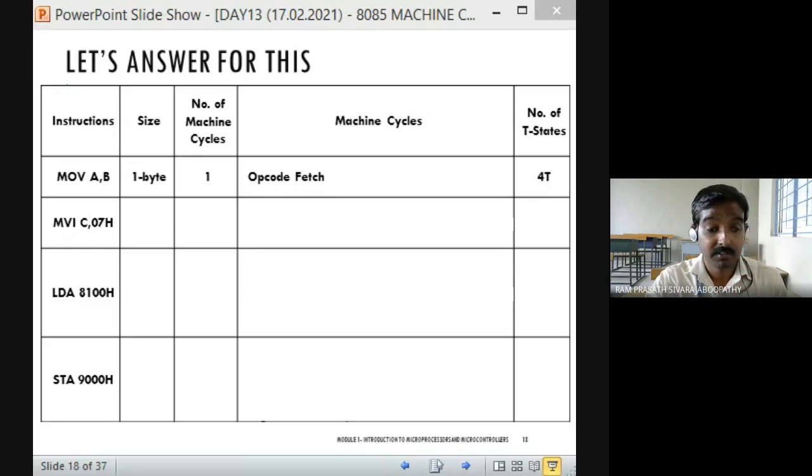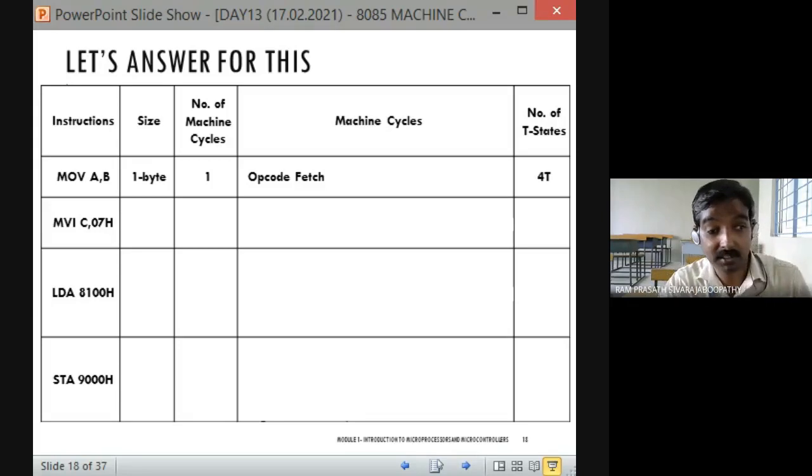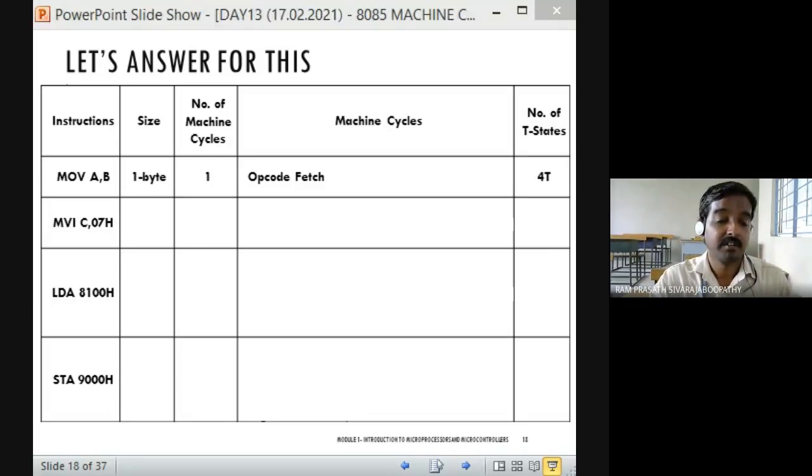Shivakumar typed 0.33 microsecond. That is the time period for 1 T state. Correct? I am asking. Yes, very good, Danya. Yes, 4 into 0.33, or simply you can write 4 into 1 by 3 mega. Yes, 1.32 microsecond. Okay, 1.32 microsecond. Fine. Few of you are getting the answer as 1.33. That is also correct. Fine.